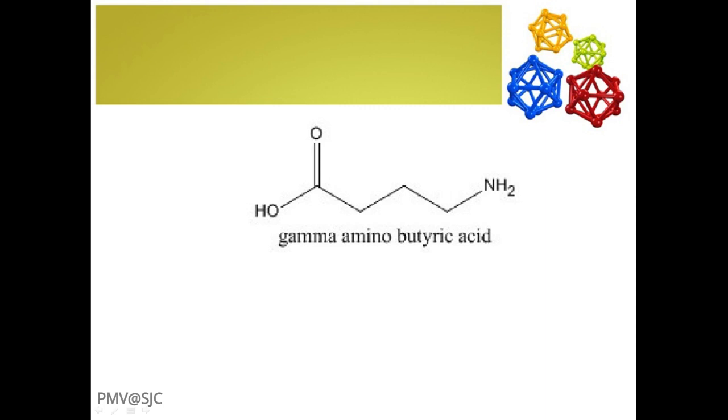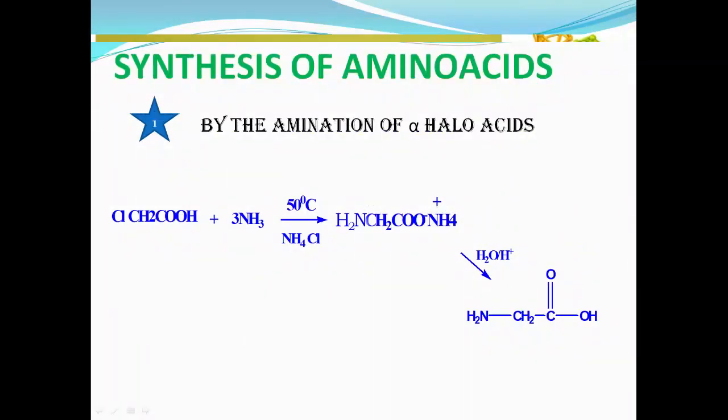Hence, we call it gamma amino acid, and such an example we can find here, that is gamma-aminobutyric acid. Let us move to the synthesis of amino acids. Amino acids can be synthesized conveniently by amination of alpha halo acids.